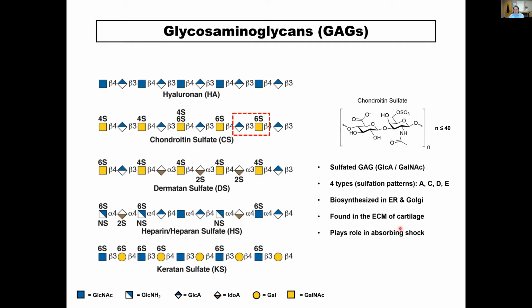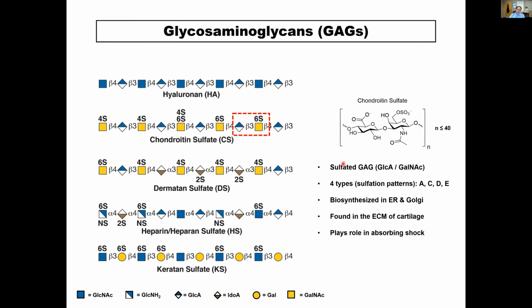Chondroitin sulfate, like HA, is a chief component of the extracellular matrix, particularly in cartilage. Interestingly, chondroitin sulfate proteoglycans interact with hyaluronic acid. I'll show that in a later slide. One of its main functions is that it plays a key role as a shock absorber in our joints. And because of its sulfation pattern, it also interacts with a lot of different important proteins and growth factors at the cell surface and in the ECM.